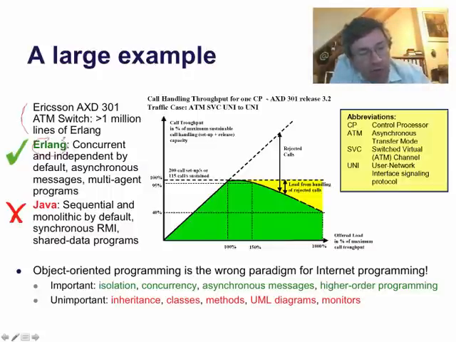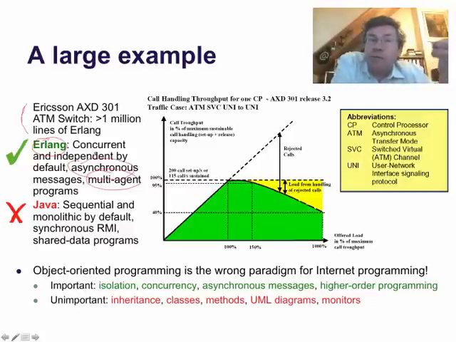Now, Erlang is a language that is concurrent by default. You create very many concurrent processes which are very fine-grained. It is asynchronous by default. You're sending messages, you do not have to wait for the reply. It is multi-agent by default. You create very many small-grained concurrent entities. If you compare this to Java, which is sequential and monolithic by default, if a part of a Java program crashes, the whole program crashes. It is synchronous by default using RMI. It is doing shared data by default.